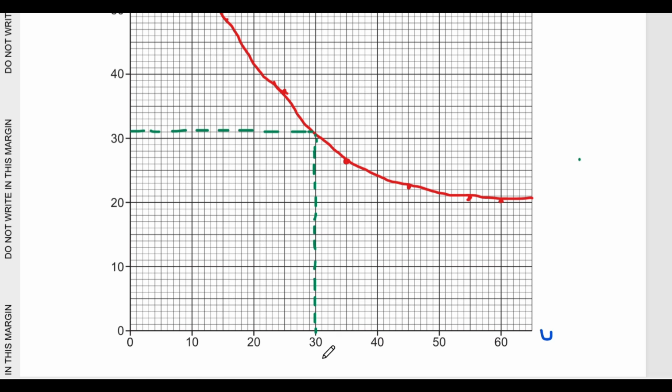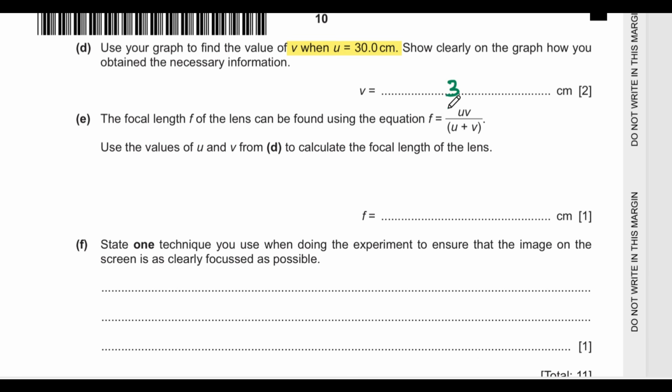So when U is 30 centimeter, you can clearly see the y-axis or V is 31 centimeter. So I am writing 31 over here. E says the focal length of the lens can be calculated by this equation. Use the value of u and v from D part to calculate the focal length of the lens.